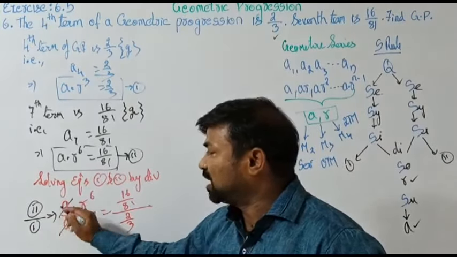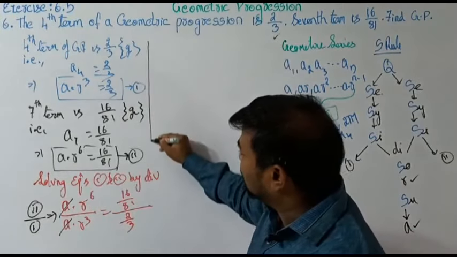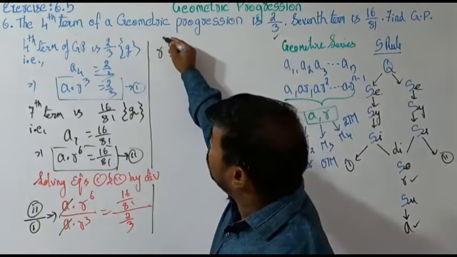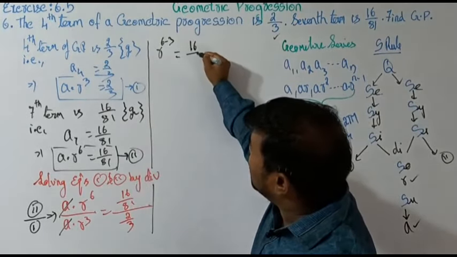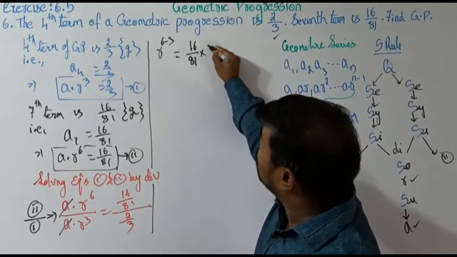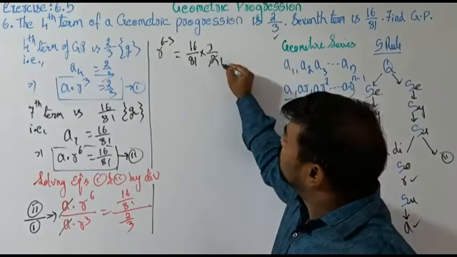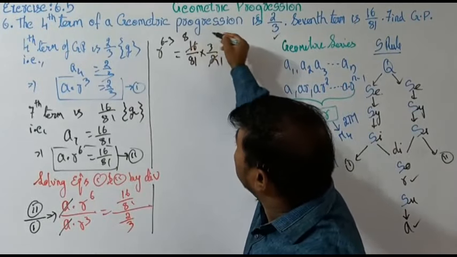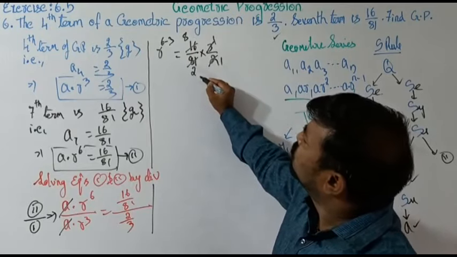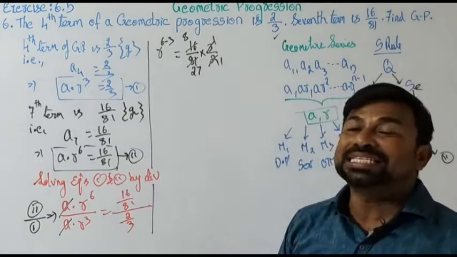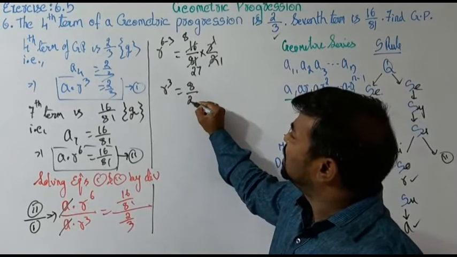If you check, we can cancel a and r to the power 3. So that is r to the power 6 minus 3 equals, let us flip it, 16 by 81 into 3 by 2. We reciprocated it. So now 2 ones are 2, 8, 3 ones are 3, 3 twos and 27. So r to the power 3 is equal to 8 by 27, we got.